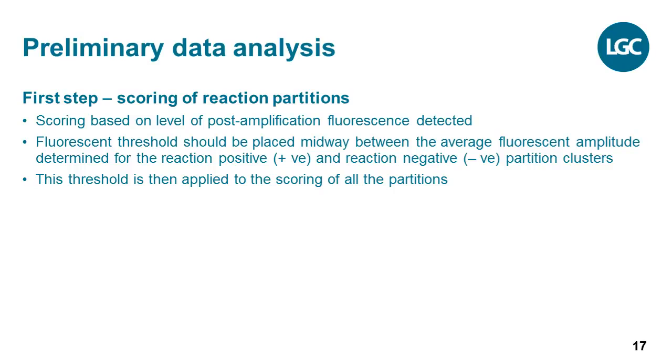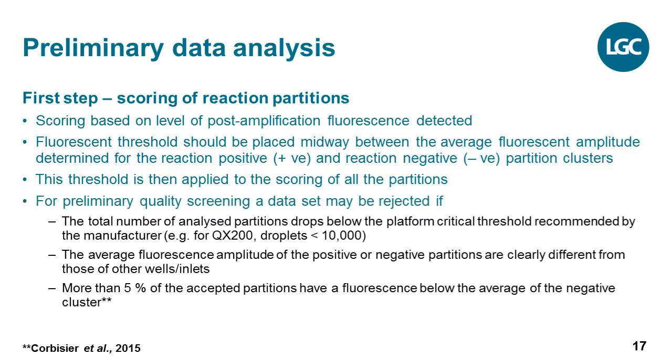For the purposes of preliminary quality screening of digital PCR data, there are a number of recommendations on when a dataset may be rejected. These include when the total number of partitions analysed drops below the platform critical threshold recommended by the manufacturer, when the average fluorescent amplitude of the positive or negative partitions are clearly different from those obtained for other wells or inlets, or when more than 5% of the accepted partitions have a fluorescent value below that of the negative cluster.